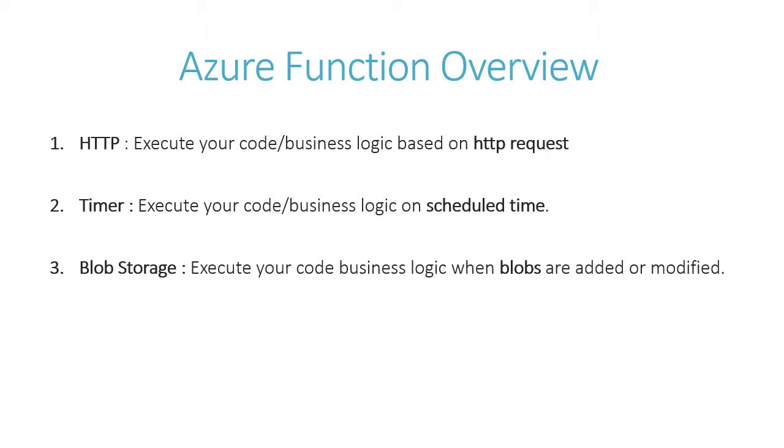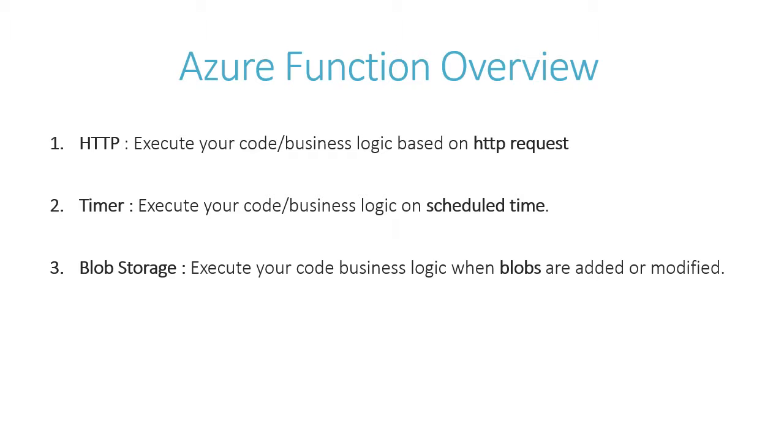And the third one is blob storage. I know you may be confused with the blob term, but let's say it's a kind of folder or file. So when a blob storage trigger function executes, let's say when you are going to upload any file, or you are going to modify any file, at that time you can execute your blob storage function.